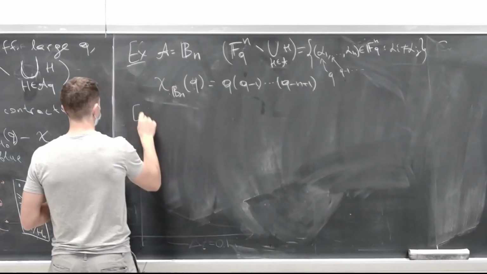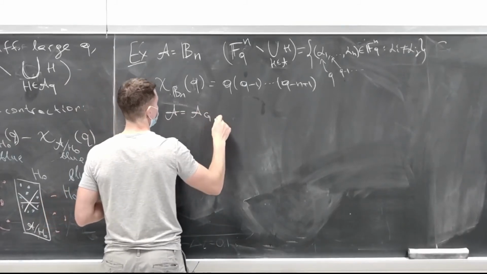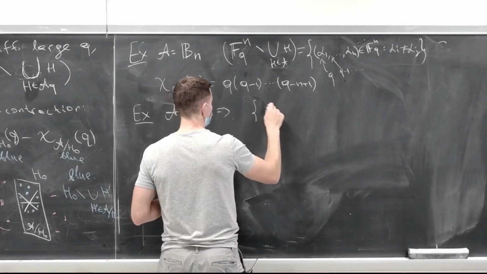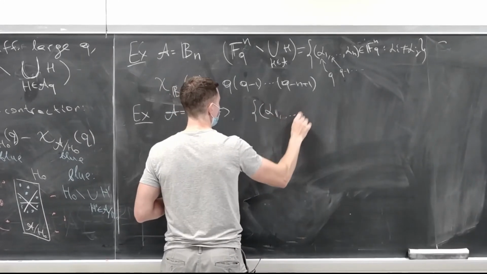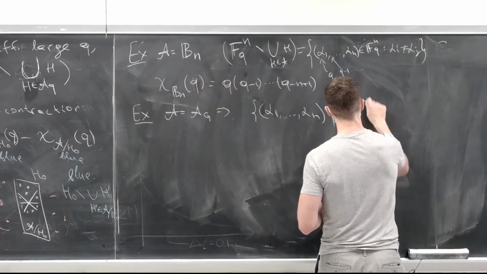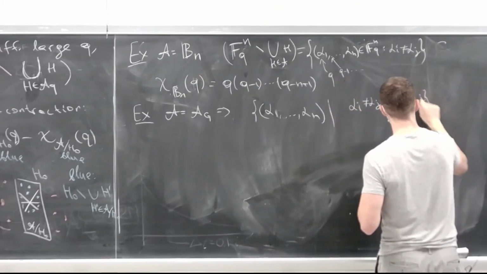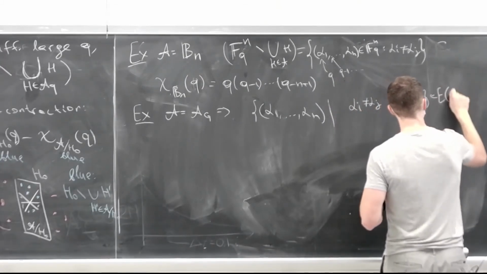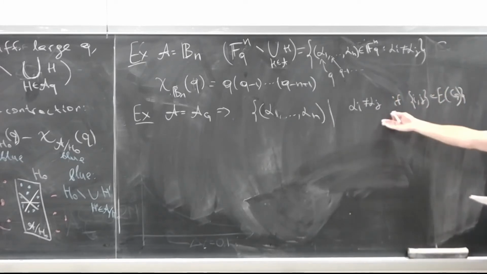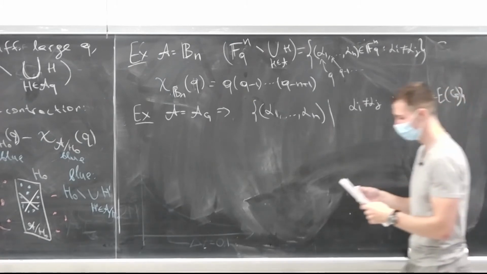Similarly for arbitrary graphs, if you have a graphical arrangement, then you're looking at the set of points alpha 1 through alpha n such that alpha i is not equal to alpha j if i and j form an edge. So you get literally the chromatic polynomial. Again, q represents the number of colors.